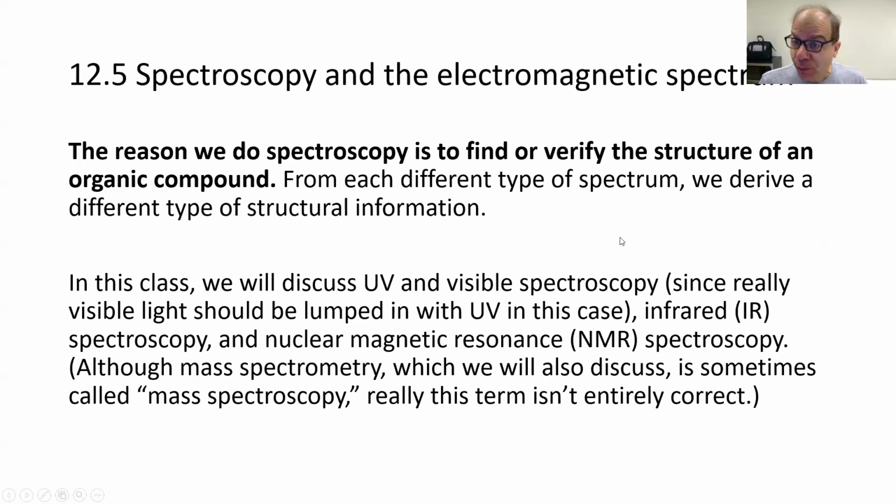So the reason that we do spectroscopy is to either find or verify the structure of an organic compound. And from each different type of spectrum, we get different types of information. We're going to start with ultraviolet and visible spectroscopy. The order that we are going to cover the types of spectroscopy in is the order, in my opinion, of going from least information to most information about the actual structure of the molecule. And that's certainly debatable, but I'm just going based on my opinion of going from what gives us the least information to what gives us the most information.